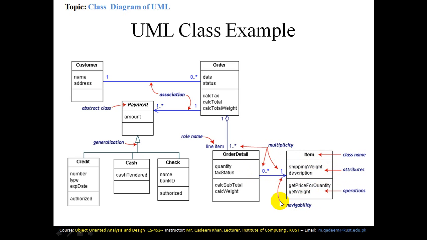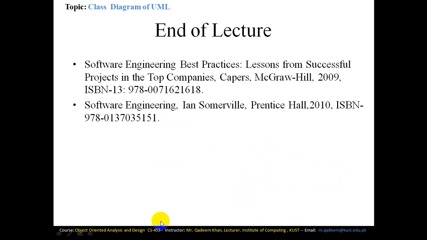And this is navigability. Navigability means that we can navigate from this class into this. That means that the object of this class can be called here. So either one or many objects can be called here in the order detail, but only one item. That means that only one order can be called in the order detail, but many order details, or zero to many order details, can be called in the items.